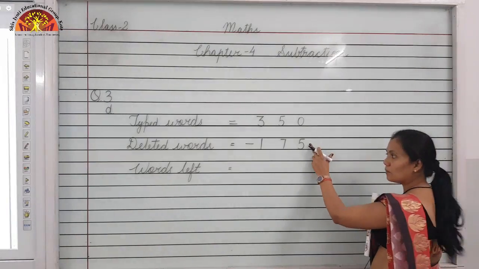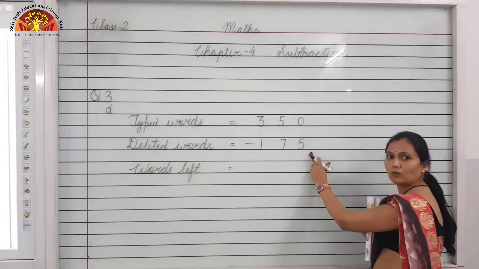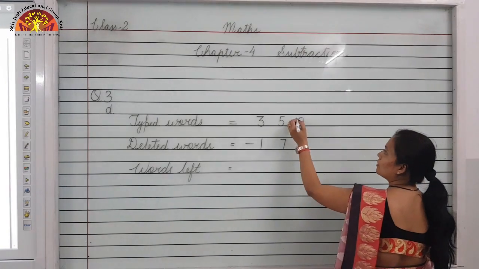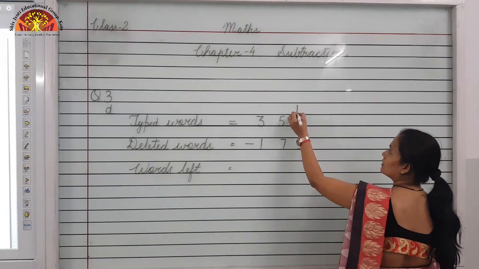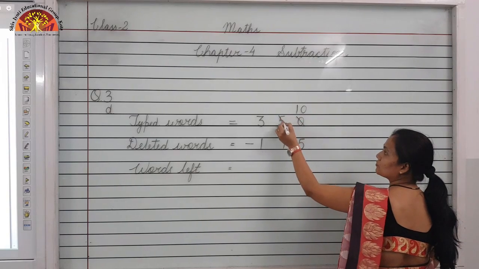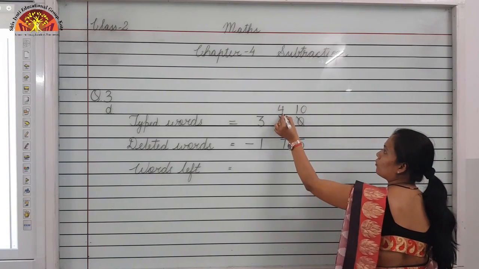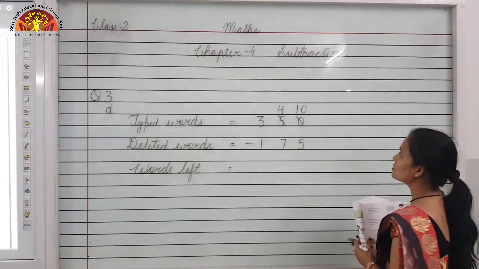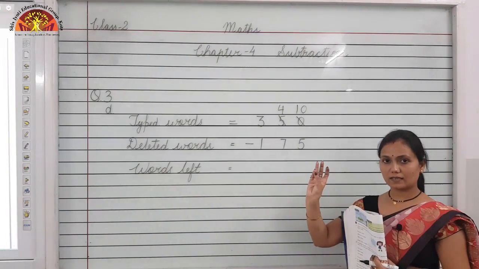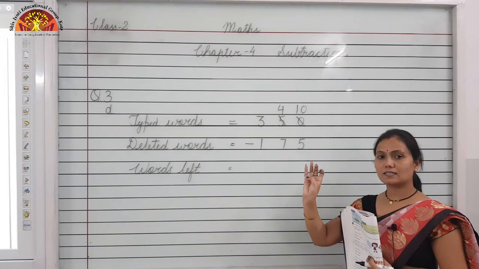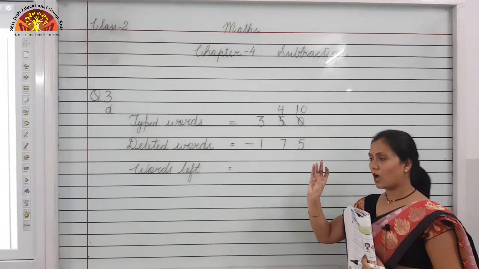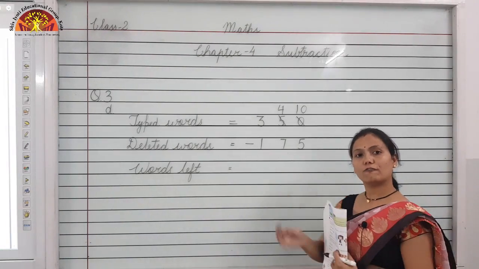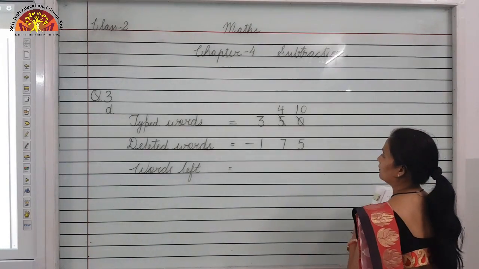Again, it is not possible to subtract 5 from 0. So we will borrow 1 from tens digit. So this 0 becomes 10 and this 5 becomes 4. Now we will subtract 5 from 10. So count after 5. 6, 7, 8, 9, 10. How many? 1, 2, 3, 4, 5. So we will write here 5.